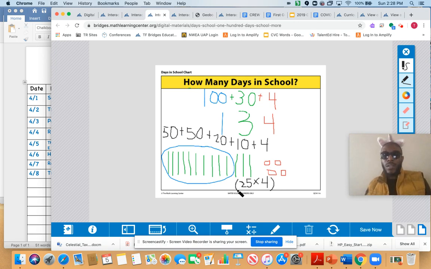25 times 4 is the same as saying 25 plus 25 plus 25 plus 25. So you're adding 25 4 times. I want you to add 25 4 times and tell me what number you get. If I'm adding 25 plus 25 plus 25 plus 25, what number do I get? That's right. If you said 100, you get 100. 25 times 4 equals 100. That's the same as 25 plus 25 plus 25 plus 25. So I'm going to write that.